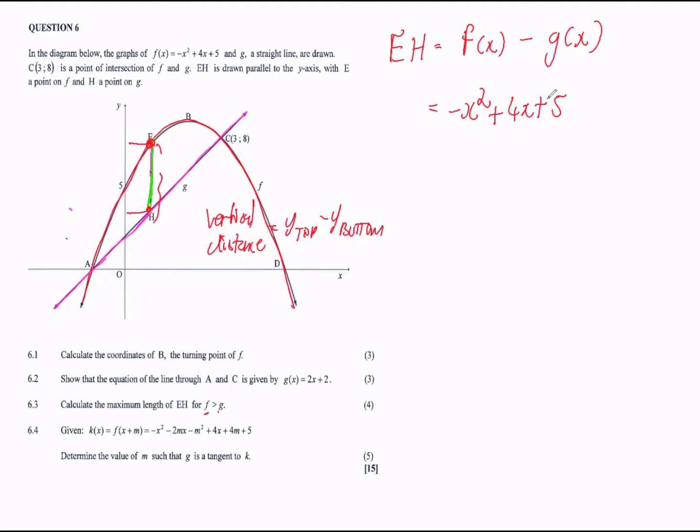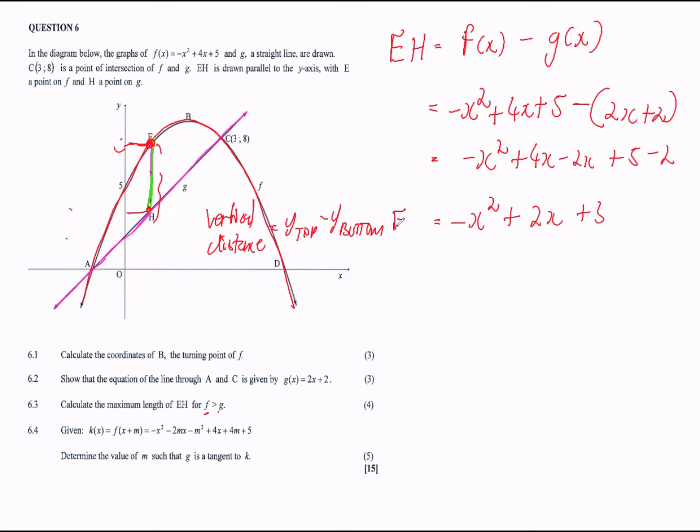I'm writing this because I don't actually have the actual values here. If I had actual values, I would just take the value here minus the value here. But since I don't have values, I now need to represent that in terms of x, right? So that's minus bracket 2x plus 2. Remember, we have now calculated the equation of g of x. Now this is going to be negative x squared plus 4x minus 2x and then plus 5 minus 2, which is going to give me negative x squared plus 2x plus 3.